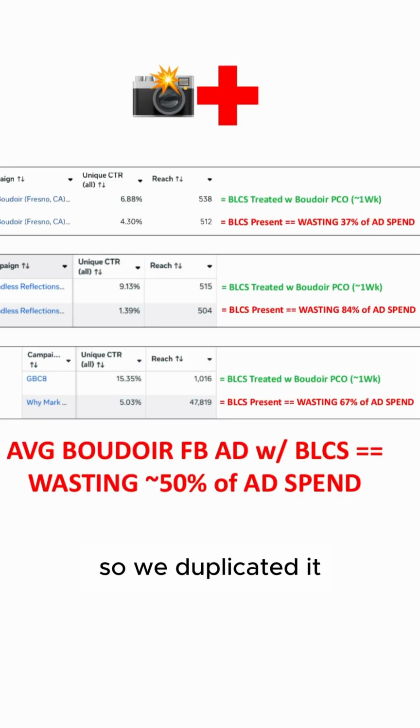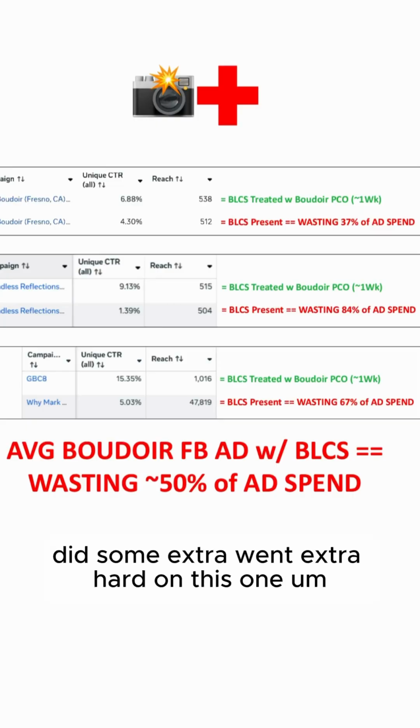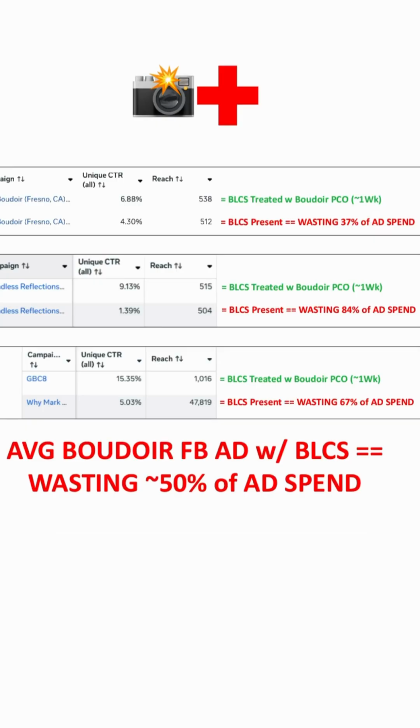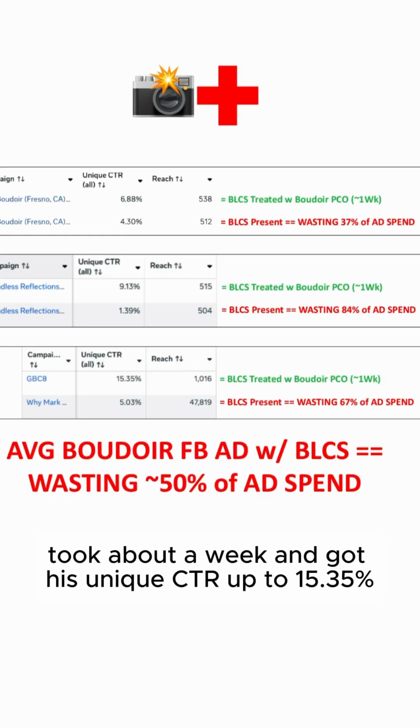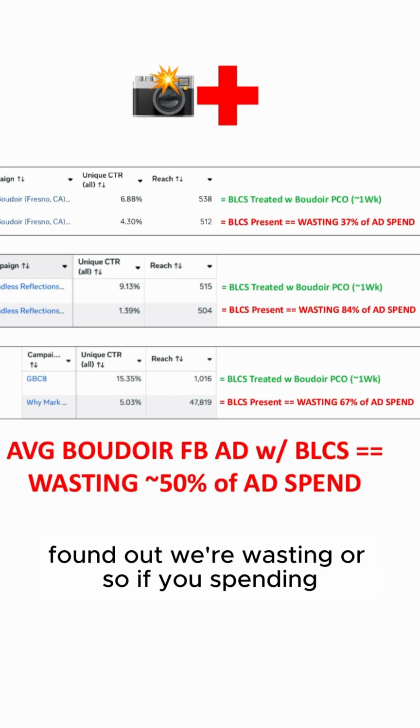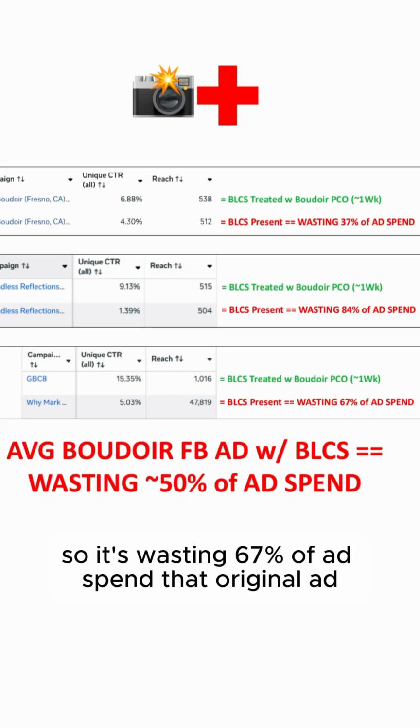So we duplicated it, did some extra, went extra hard on this one. Treated with Boudoir Pico, took about a week, and got his unique CTR all up to 15.35%. So we found out he was wasting 67% of ad spend on that original ad.